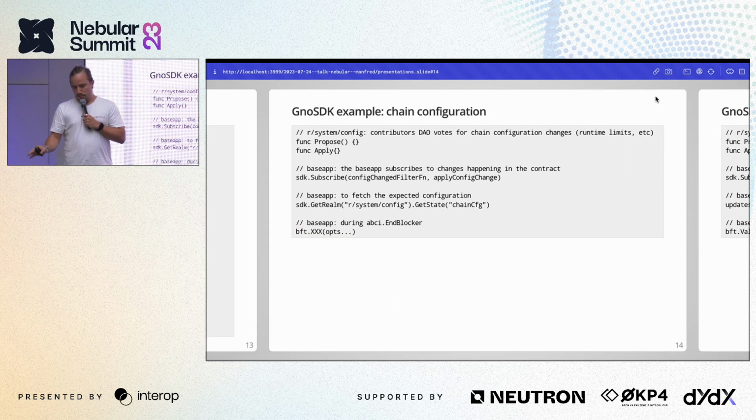An example: if you have a contract named r/system/config, which exposes propose, apply, and other methods to a DAO, the DAO will take the decision of changing a limit or whatever. As soon as there is an apply, you will have the base app subscribing to the change and applying the change instantly.